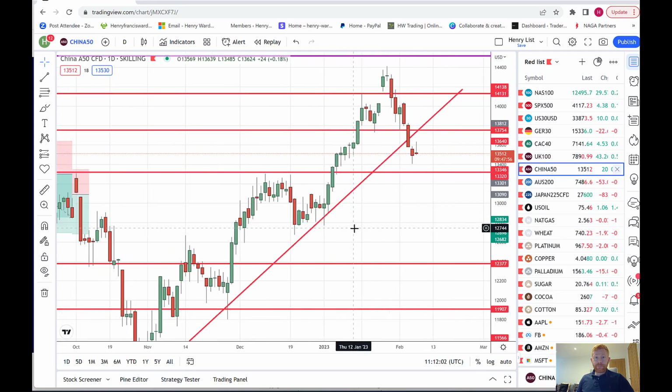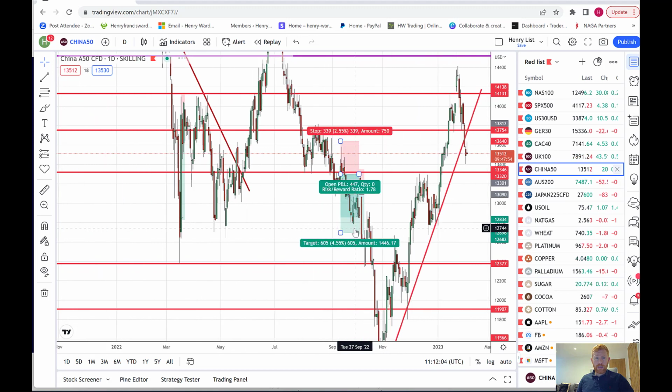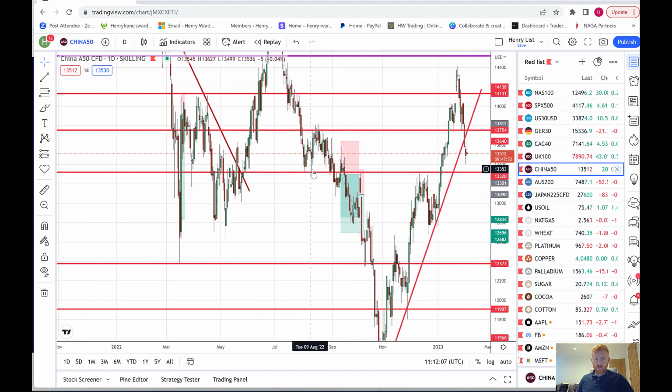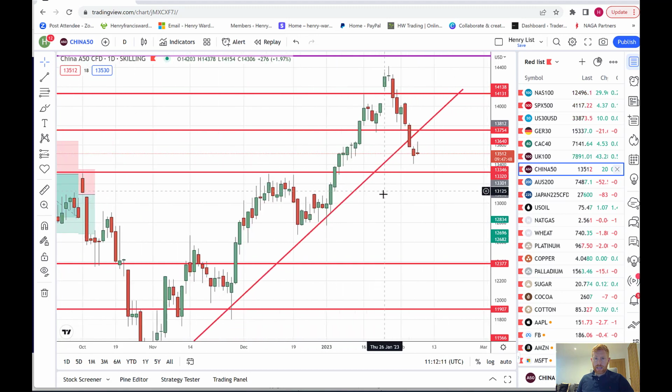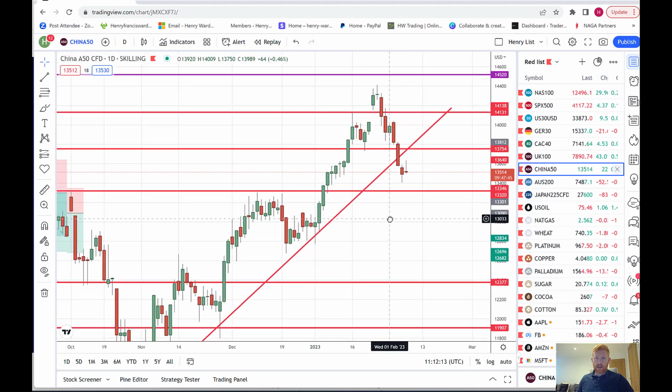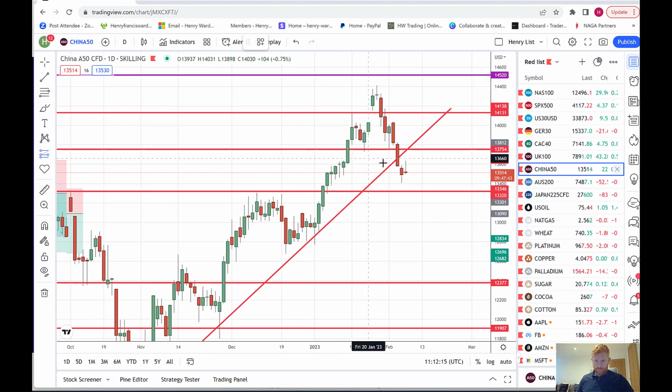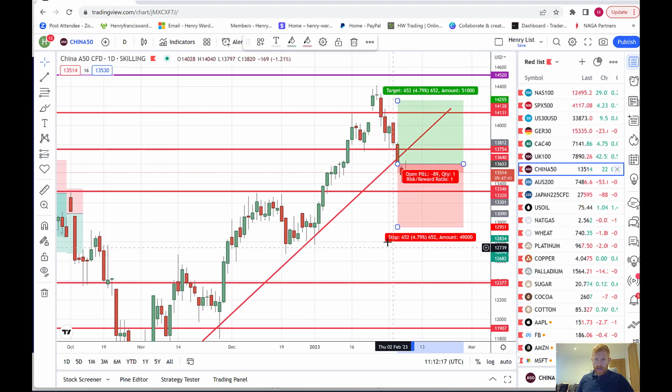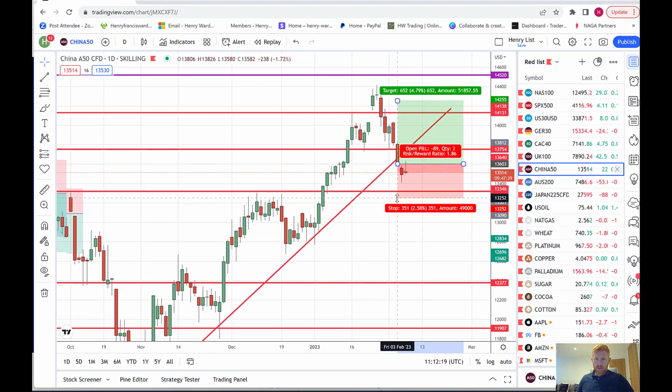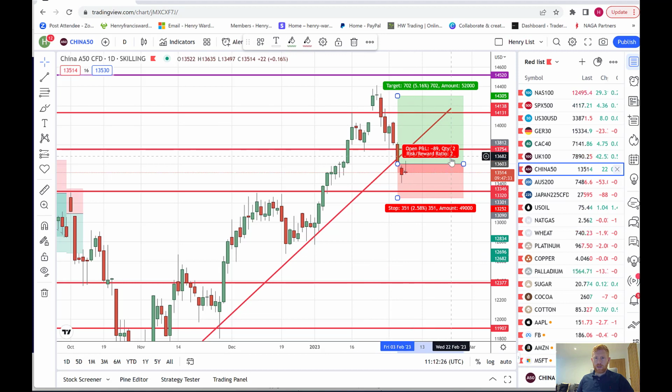China. So China is now getting down into a level here as well. So we have 1, 2, 3 touches, 4, 5 touches. So we're getting close to this area here again. Entry there. Stop loss below it. Take profit inside that high. I'm not going to go any more than a 2-to-1 on this one.